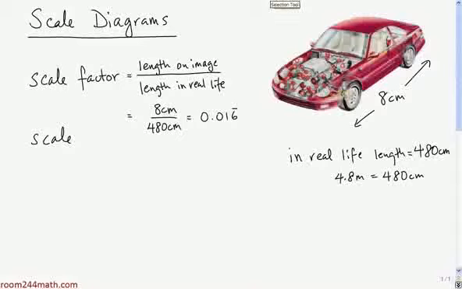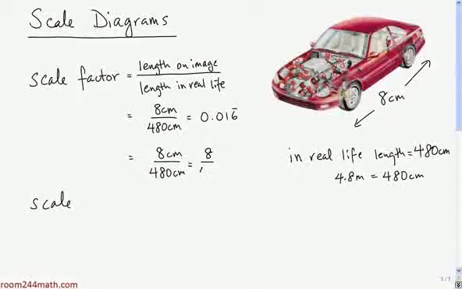So what are other ways we can write the scale factor? We could write the scale factor as a fraction. And so we could just say, well, 8 centimeters over 480 centimeters. The centimeters cancel out, and you just get a fraction, 8 over 480. Now, a scale is essentially the same thing as a scale factor, but you write this as a ratio. So when we write this as a ratio, we write it as 8 to 480.